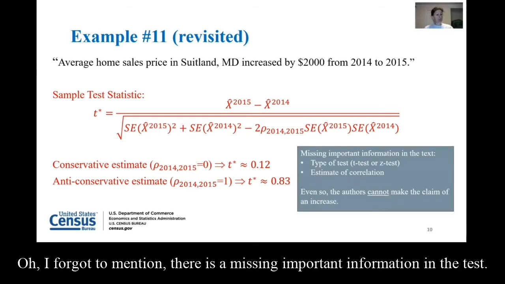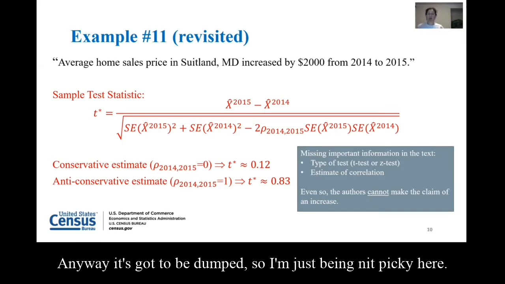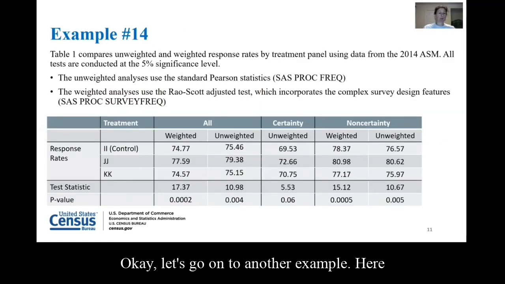Oh, I forgot to mention, there is some missing important information in the test. They have to tell you what kind of test it is and how they estimate correlation. Anyway, it's got to be dumped. So I'm just being nitpicky here. Okay, let's go on to another example.